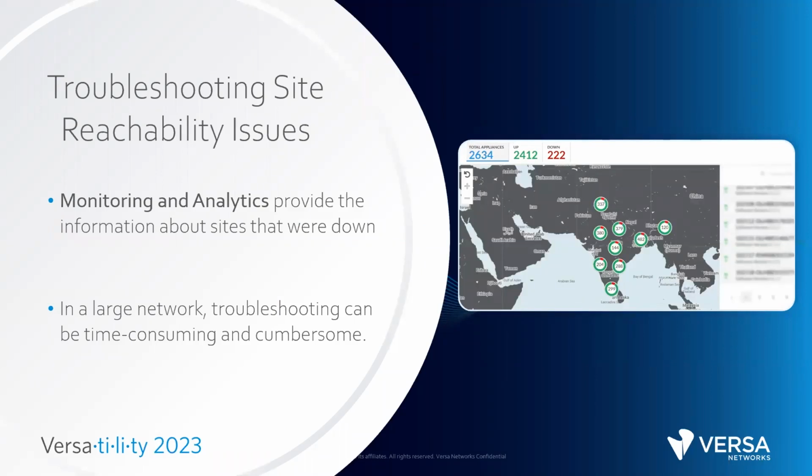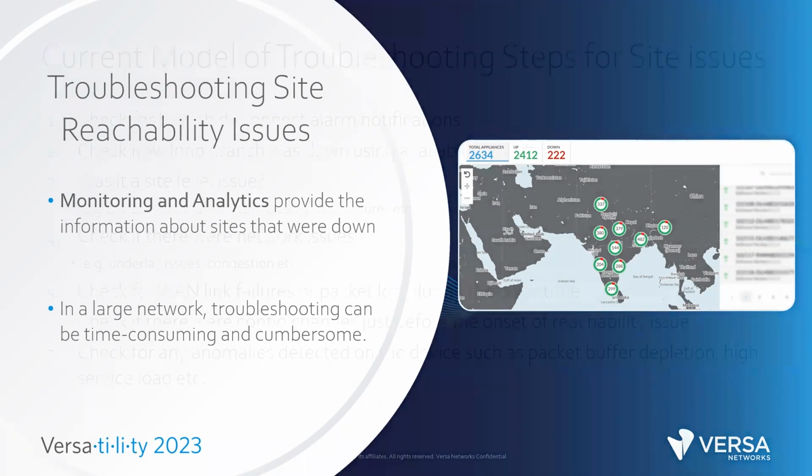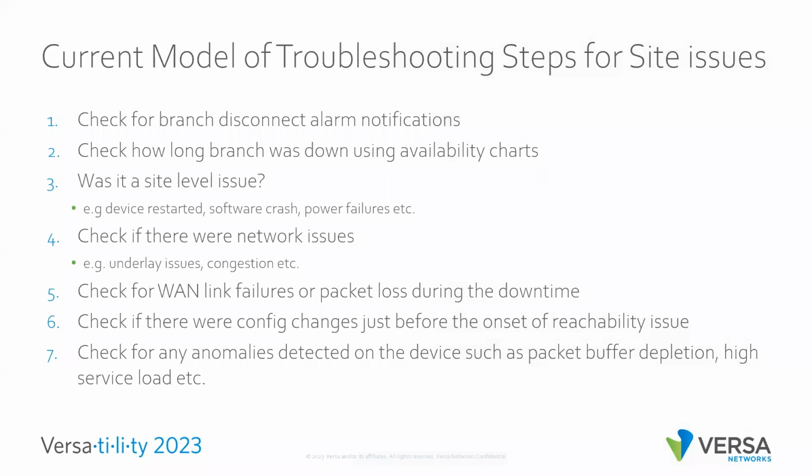In a typical SD-WAN environment, there might be thousands of sites, and at any point of time, hundreds of them might be down. So a monitoring and analytic solution might tell you which sites are down, the number of sites that are down, and which of those sites are down. But why it is down is not known. So to troubleshoot such an issue is a very time-consuming process, because it will involve an operator checking various reports. Some of them are listed here.